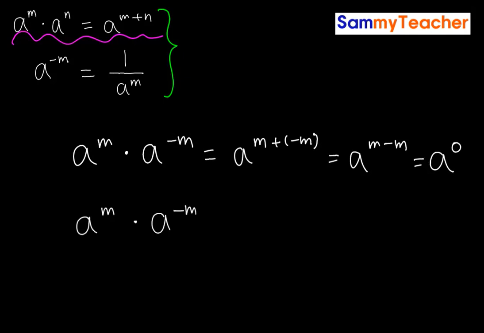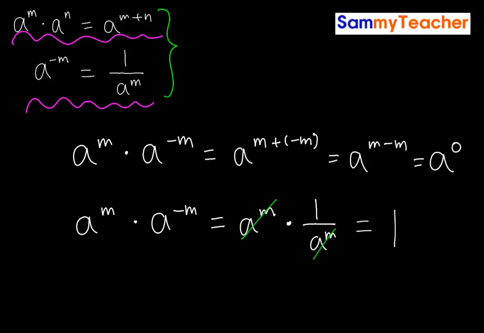Now I'm going to simplify the same expression, but this time I'm going to use the second rule. So I can rewrite this expression as A to the m power multiplied by, since this is a negative exponent, 1 over A to the positive m. And as you can see, they cancel each other, so it is reduced to 1.